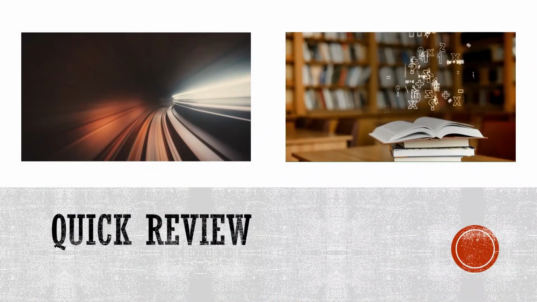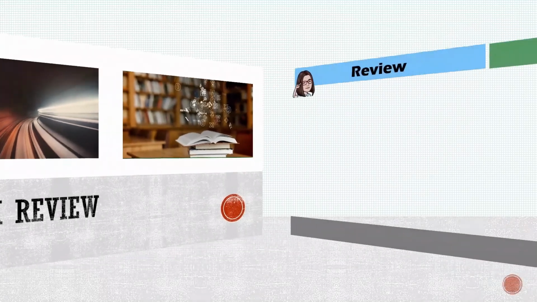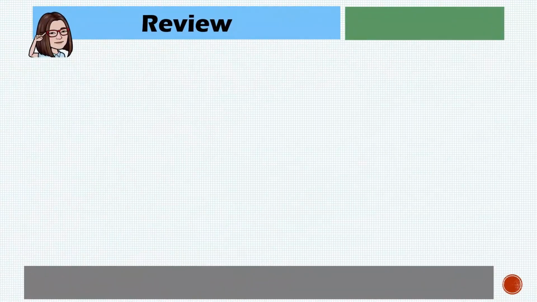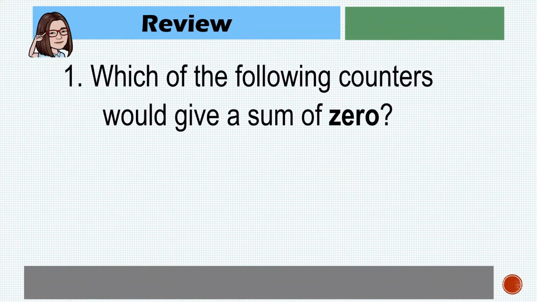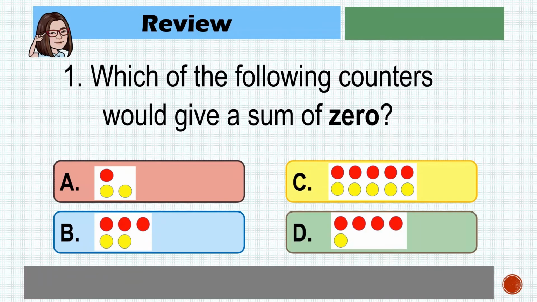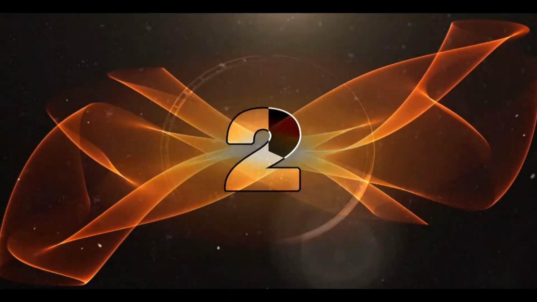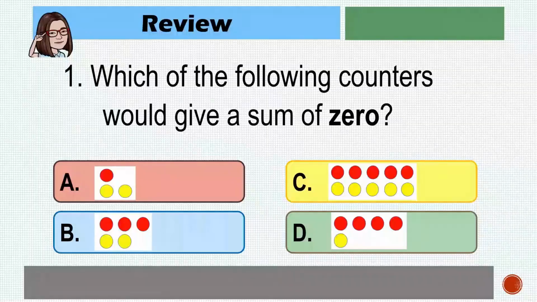Let's have a quick review of our past lesson, but there is a 5-second timer for each question. Let's start. I want you to choose the letter of your answer. First question, which of the following counters would give a sum of 0? Is it A, B, C, or D? And the answer is C. Did you get it? Good.